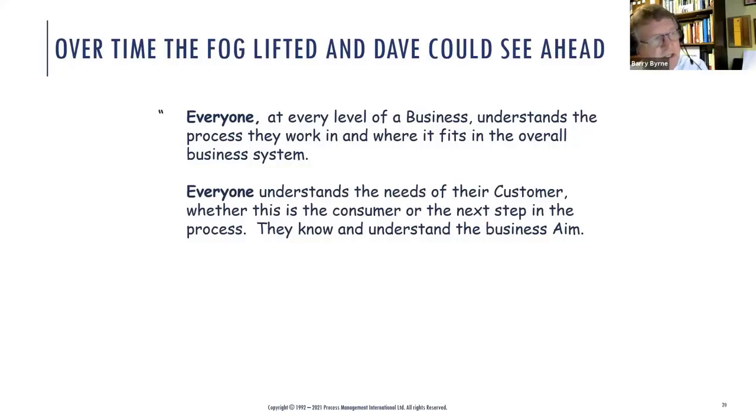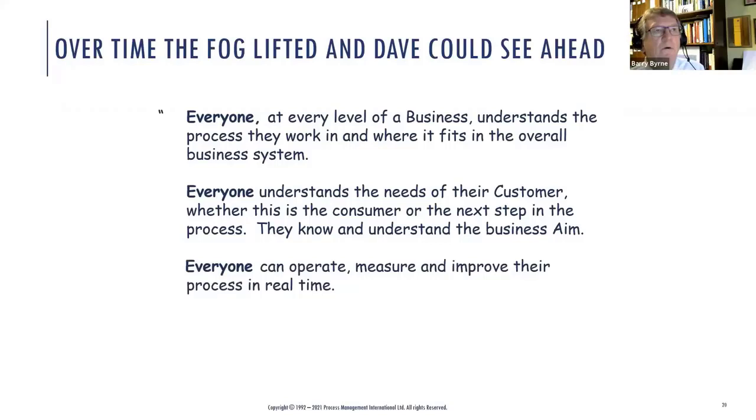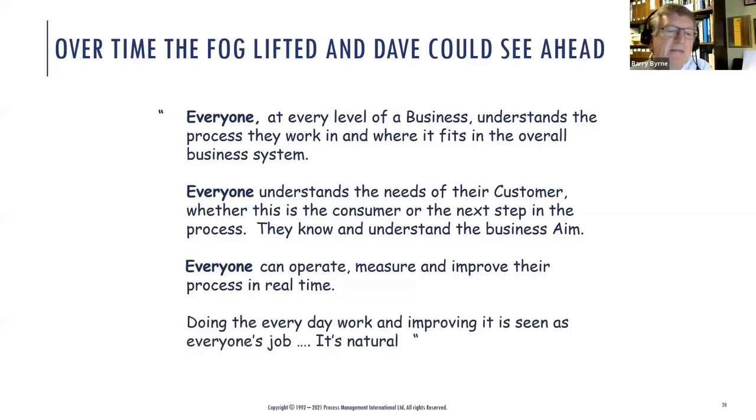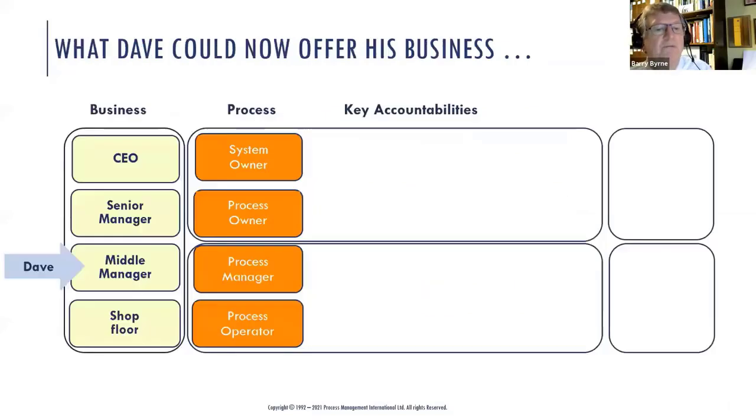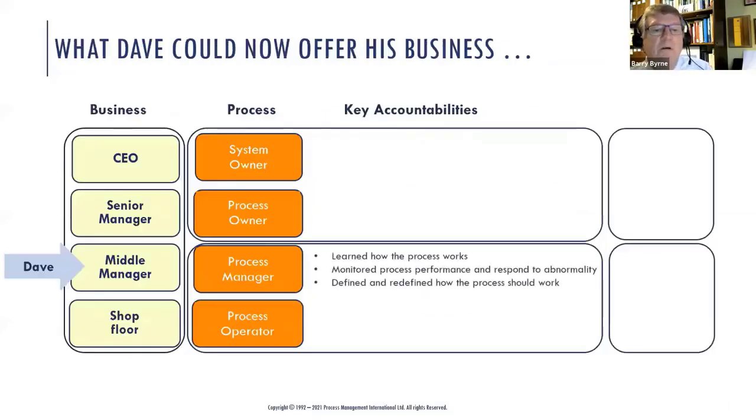Understanding the needs of the customer, whether it's the consumer or the next person. And fundamentally, we know which direction we're going in. Everyone can operate, measure, and improve their processes in real time, whether you're in finance, in procurement, in sales, in HR, in operations. And finally, doing the everyday work and improving it is seen as everyone's job. Everyone's job. It's natural. And I'm talking from top to bottom and bottom to top.